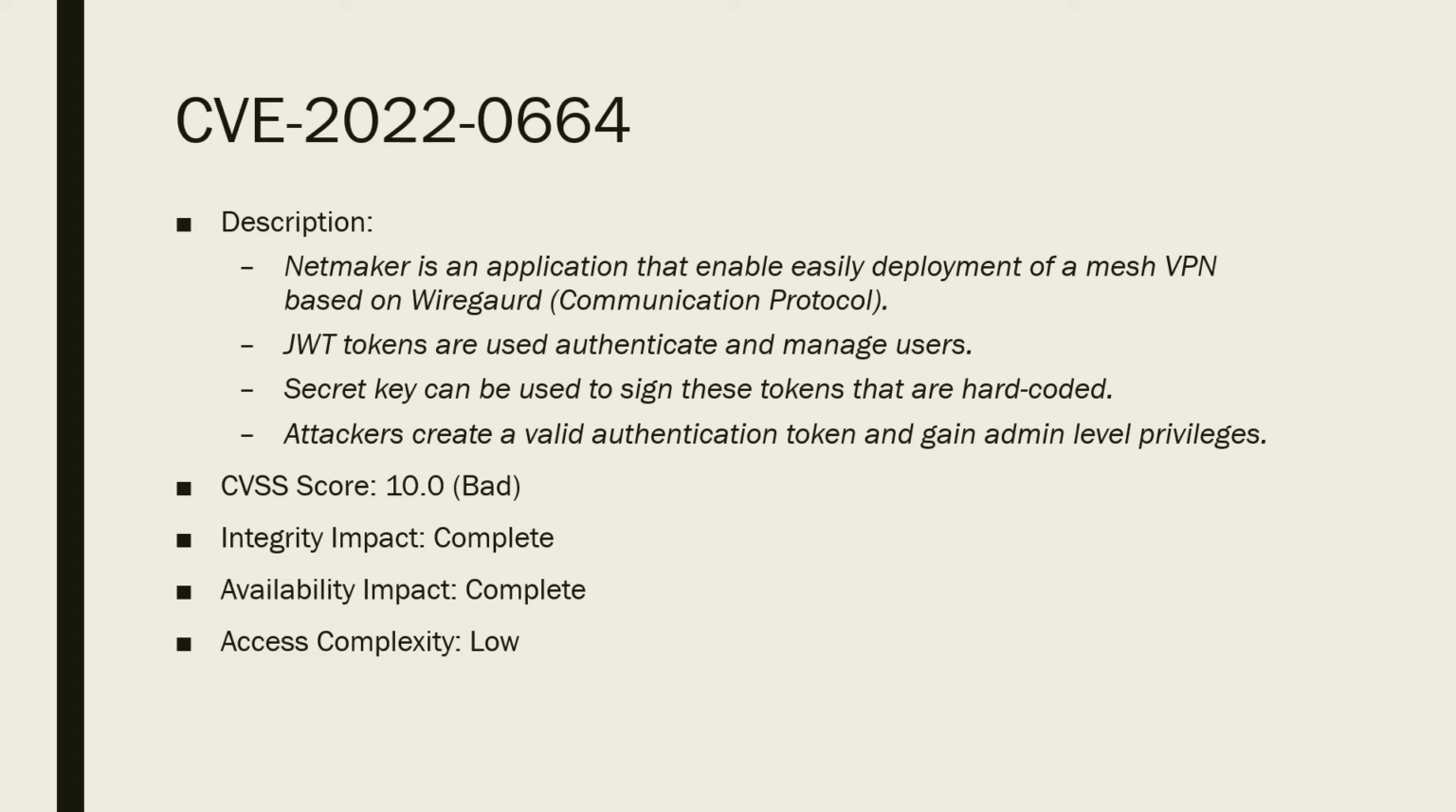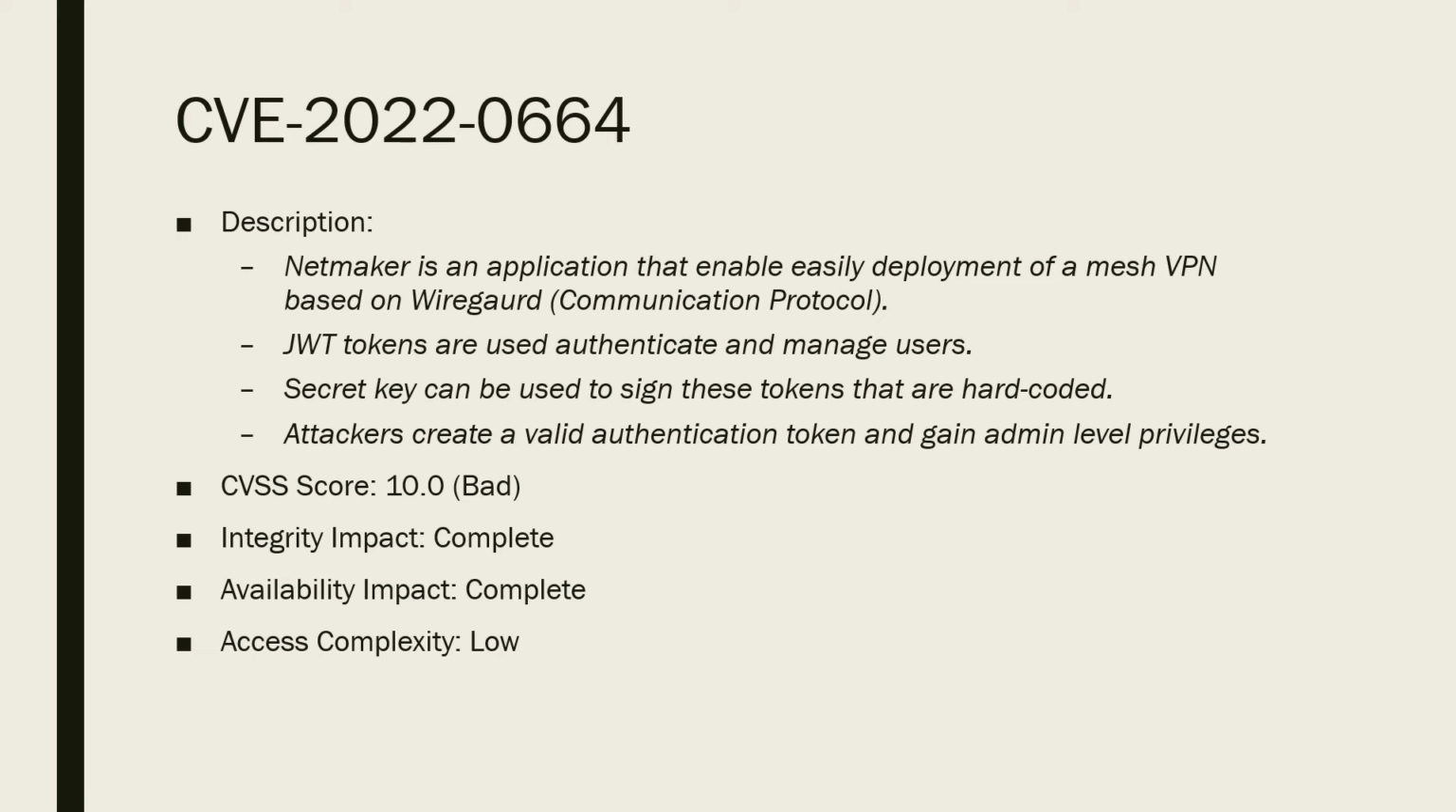NetMaker is an application that enables easy deployment of a mesh VPN based on WireGuard. To authenticate and manage users throughout the application, it uses JWT tokens. The secret key used to sign these tokens is hard-coded, which means that they can be faked. So an attacker can create a valid authentication token for any user and use it with admin privileges, since the privilege verification is implemented on top of that.